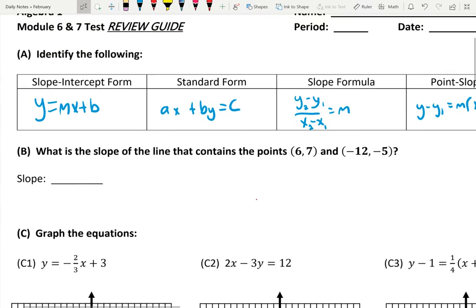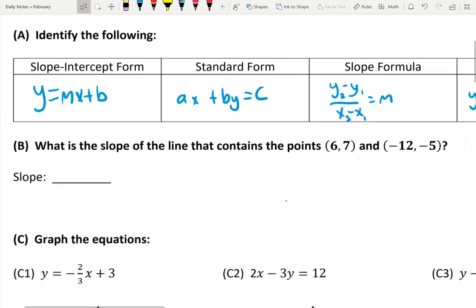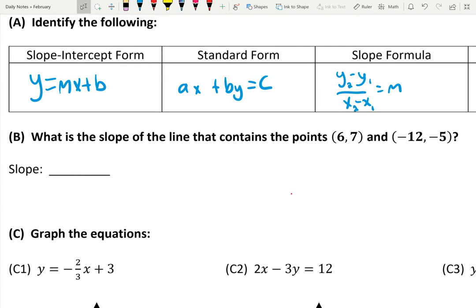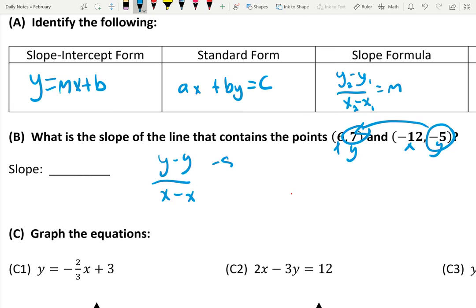So let's start with the next problem, B, right? We have 2 points and we need to find the slope. Remember the slope formula was y minus y over x minus x. So we have 2 x's and 2 y's. We got 2 points, right? Each point has an x and a y. I always like to take the second point and subtract the first one. So I'll do the y here minus the y there, so negative 5 minus 7. And then I'll do it the other way around as well for the x's: negative 12 minus 6.